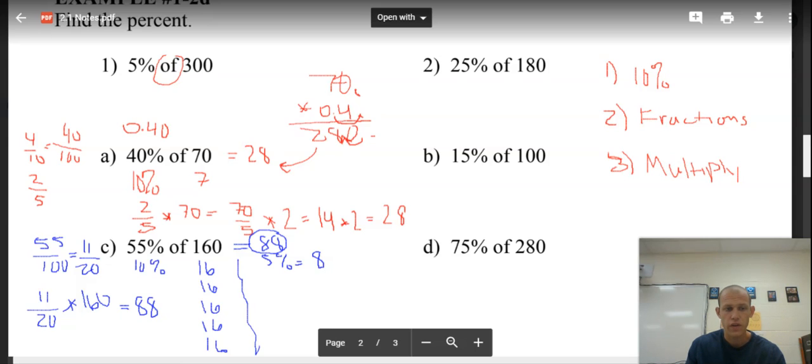And then lastly, we could do the multiplication. I'm going to skip that because I think a lot of people are very, very comfortable with that. So moving on, we're just going to look at things slightly different.